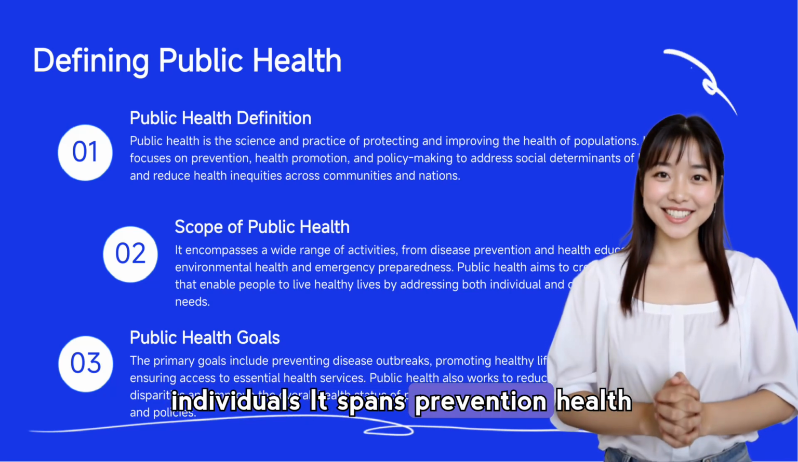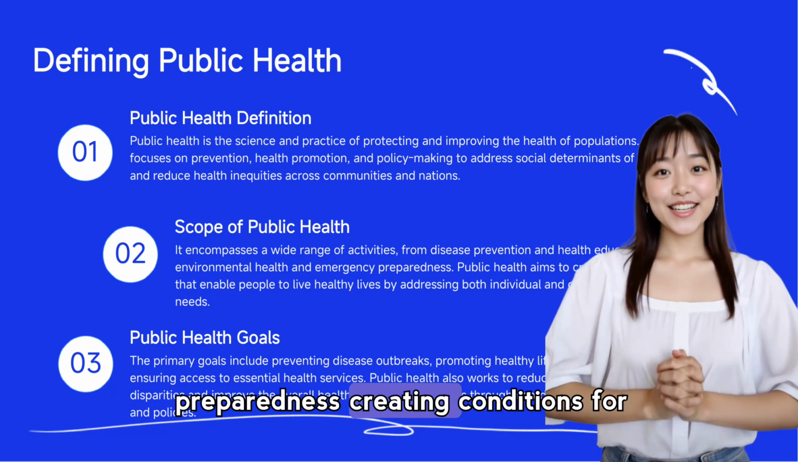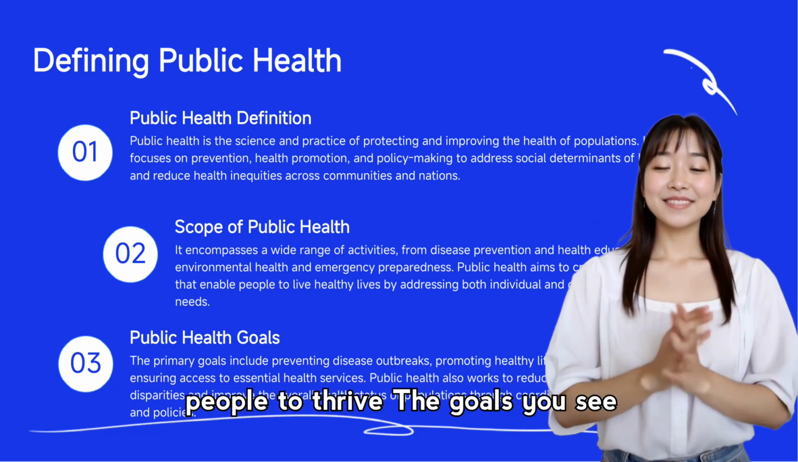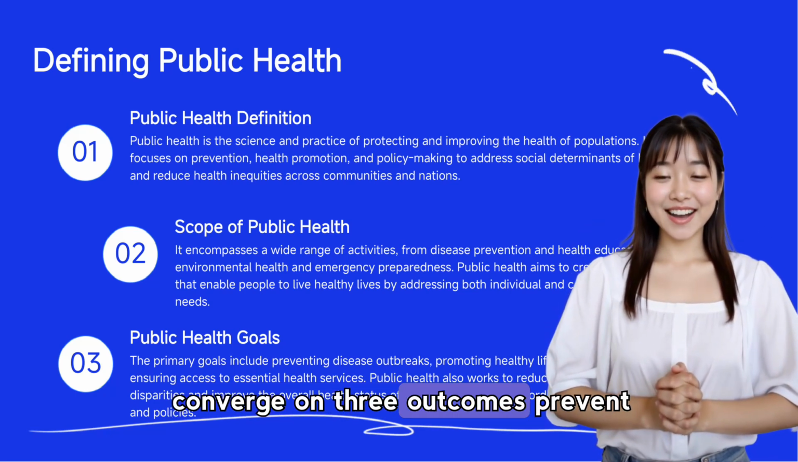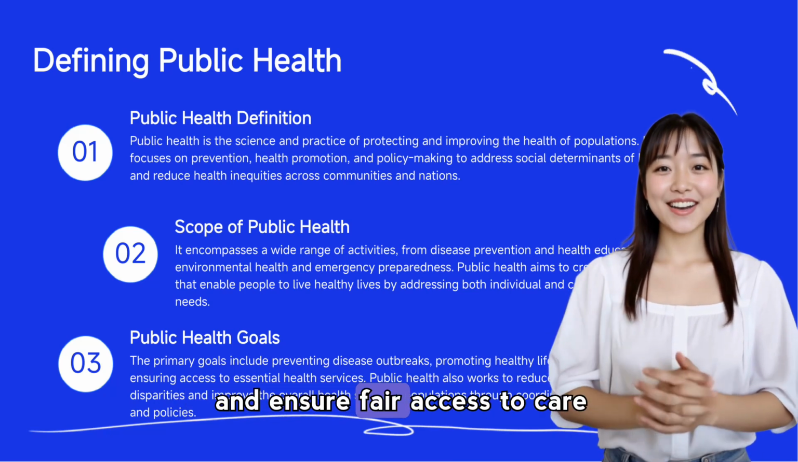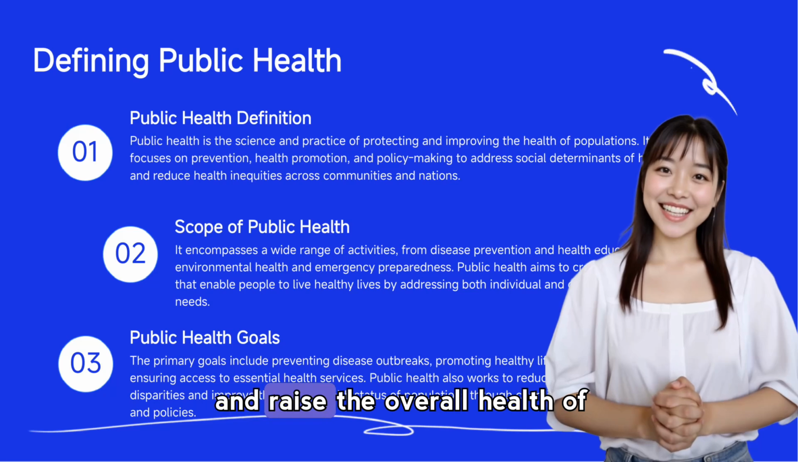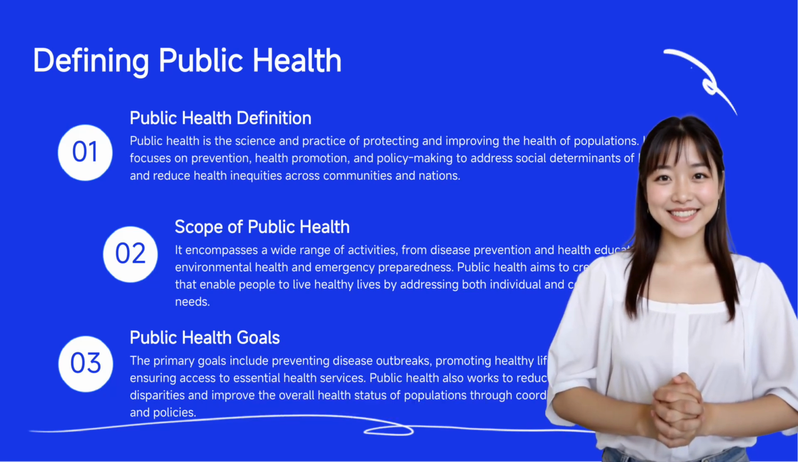It spans prevention, health promotion, policy, and emergency preparedness, creating conditions for people to thrive. The goals you see converge on three outcomes: prevent outbreaks, enable healthy lifestyles, and ensure fair access to care. Together, these aims reduce inequities and raise the overall health of communities.